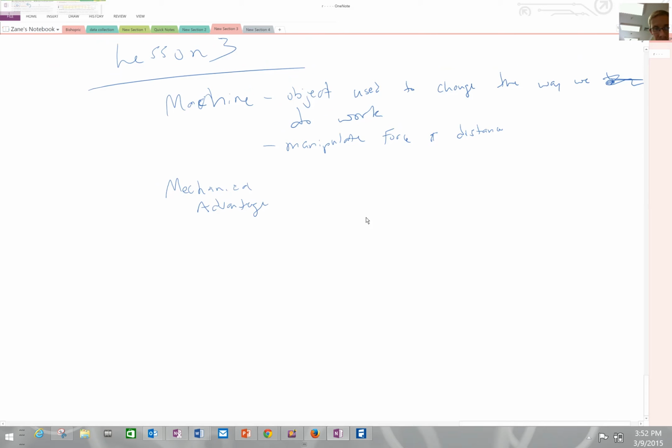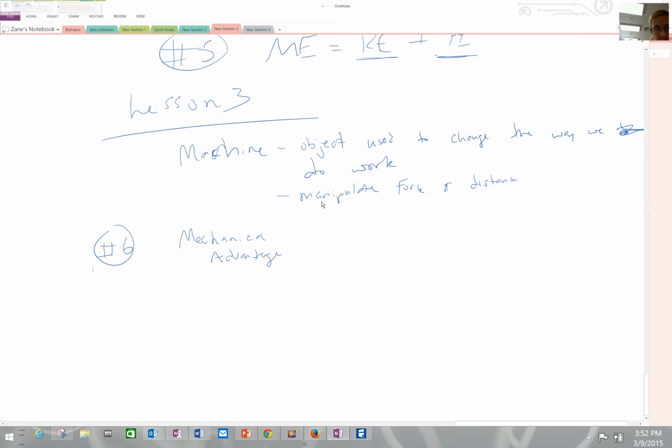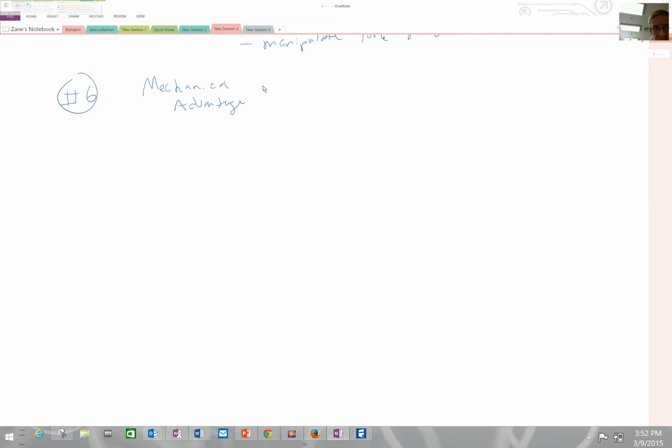Okay, here's another equation for your list. Now this is going to be number 6, I believe. Okay, the mechanical advantage is always equal to the output force divided by the input force. Okay? Now whenever we talk about input and output forces, we're just talking about the forces that we put into a machine and the forces that come out of a machine. Okay? I hope that's clear.